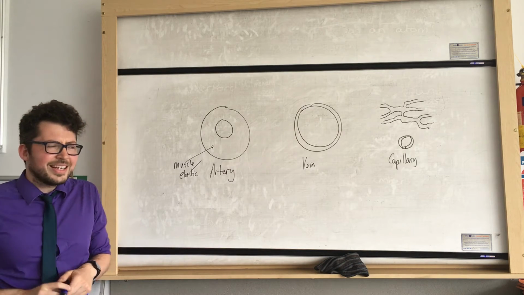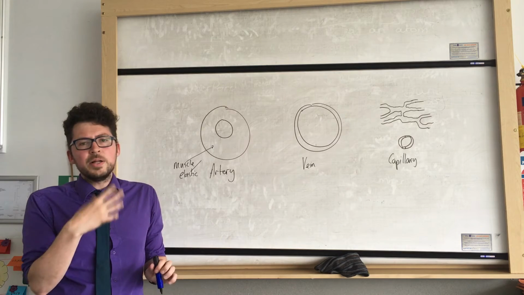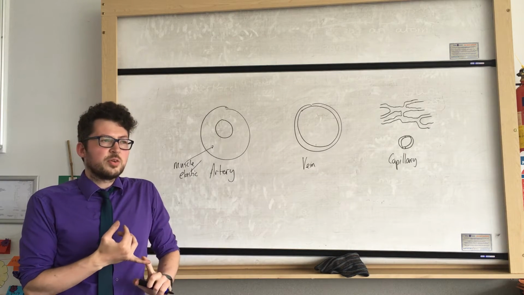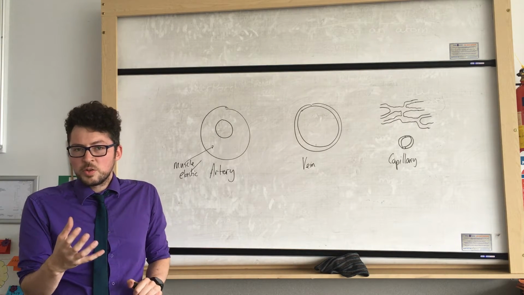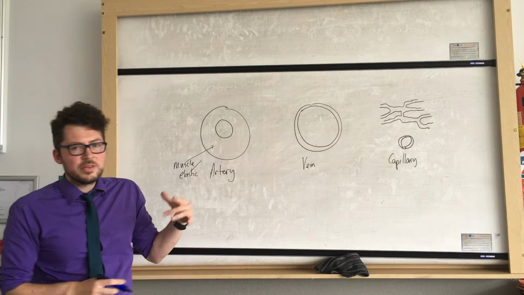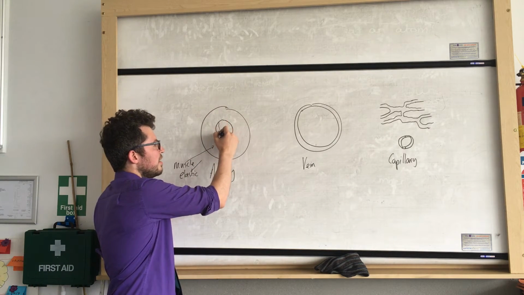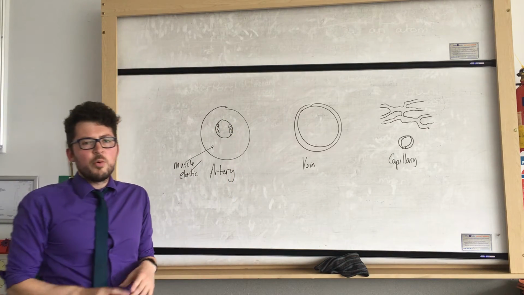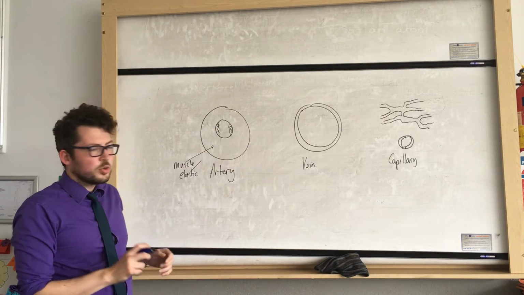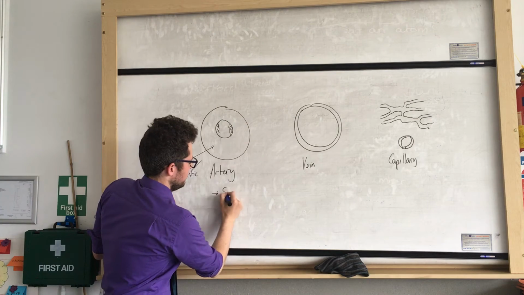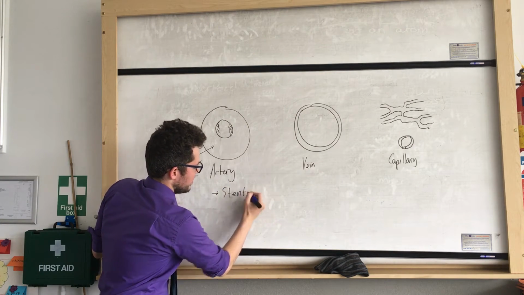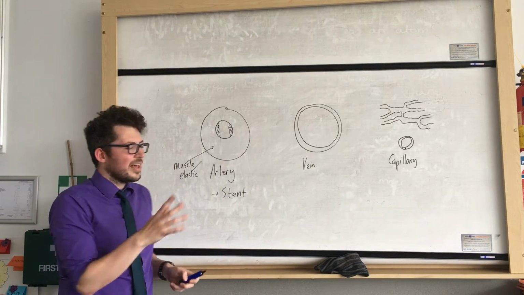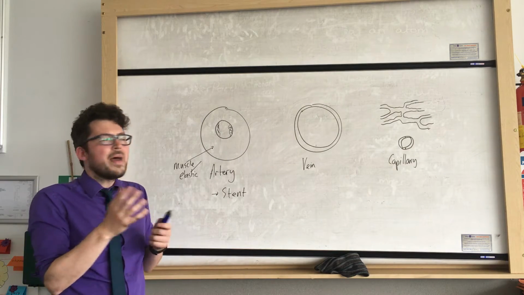Something else we need to know is that sometimes we can get a build-up of things called plaques or cholesterol within our arteries, and that can narrow the arteries. So we have a build-up here that would narrow our artery. And what we can put into the artery is something called a stent. That's stent, S-T-E-N-T. And this is basically like a kind of mesh.